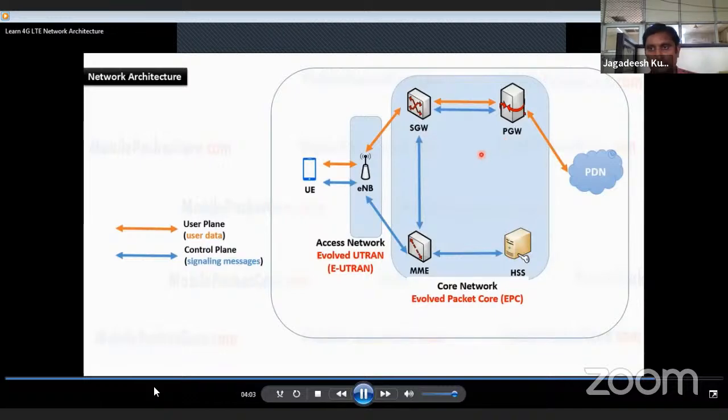While the user plane is used to pass user data sent and received between the UE and the PDN. The path of user plane data will be as follows: from the UE to the eNode B, then from the eNode B to the SGW, and from the SGW to the PGW, then from the PGW to the PDN.